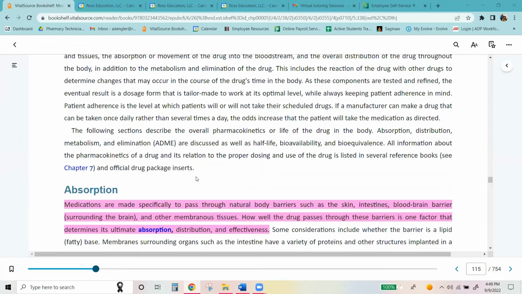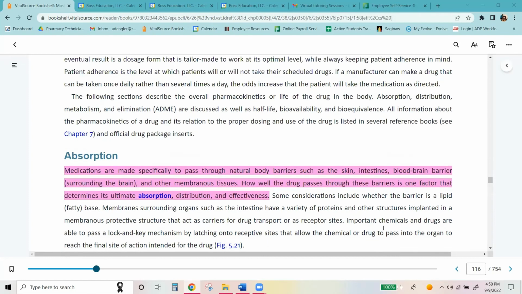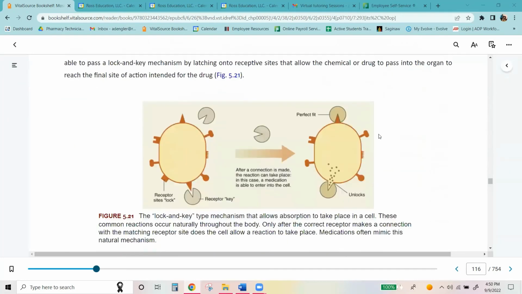So ADME is the overall pharmacokinetics, or life of the drug in the body. A is absorption, D is distribution, M is metabolism, and E is elimination. So medications are made specifically to pass through natural body barriers such as the skin, intestines, blood-brain barrier that surrounds the brain, and other membranous tissues. How well the drug passes through these barriers is one factor that determines its ultimate absorption, distribution, and effectiveness.